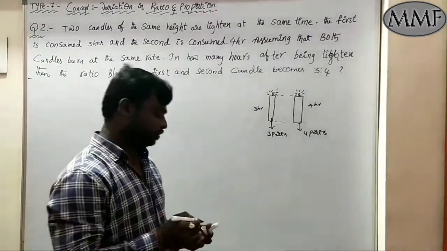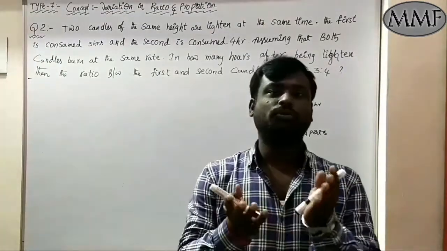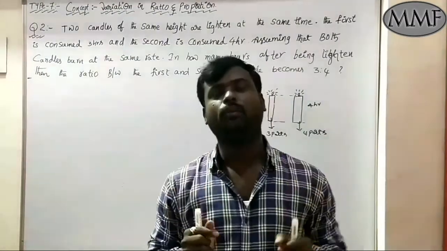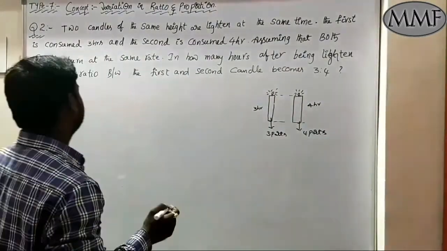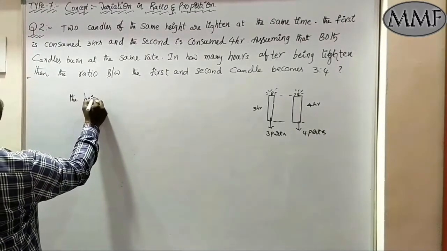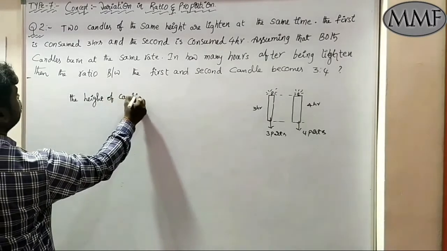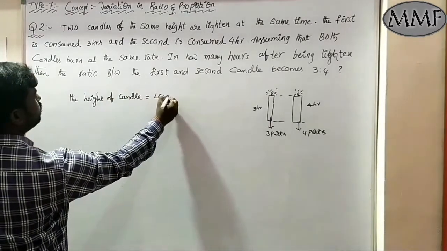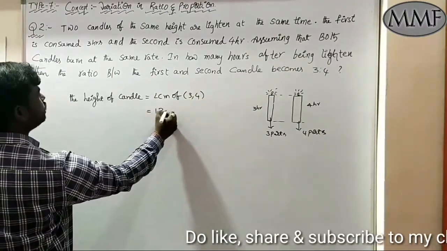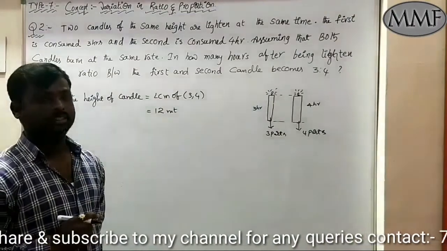First, what we should do? The burning rate is constant, which means you should get the LCM. If you get a balancing model, you should always get the LCM. Let's see. The height of a candle is nothing but the LCM of 3 and 4. What is it? Let's say 12 meters. LCM is 12 meters.